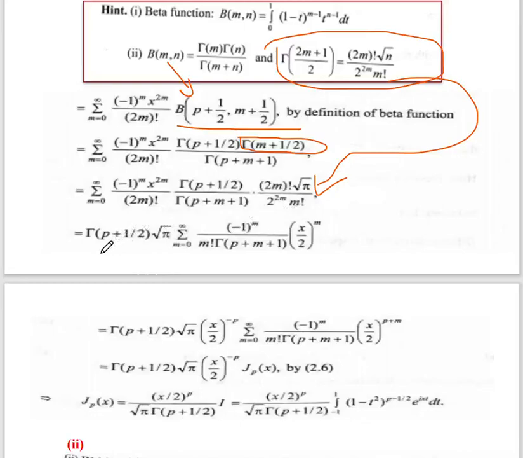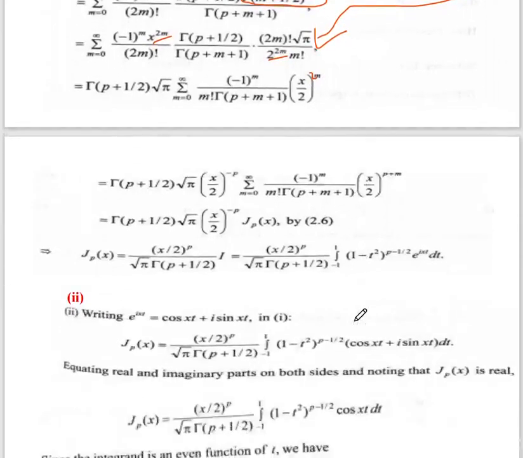So we will take gamma p plus 1 by 2 in front of the summation sign, summation m equal to 0 to infinity, minus 1 to the power m, gamma of p plus m plus 1, x by 2 to the power m. So this is x to the power 2m and this is 2 to the power 2m, that is x by 2 to the power m. Okay, so what is the next step?